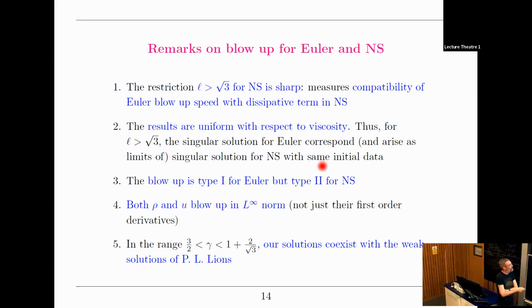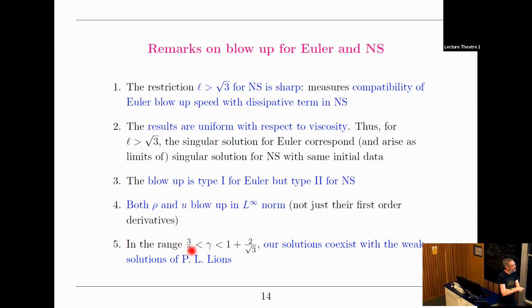So this remark should look familiar. Again, for Euler, of course, it has to be type 1 because by definition, we are relying on a self-similar profile. But for Navier-Stokes, it has to be type 2 because we are not respecting the scaling of Navier-Stokes. So this is type 2 exactly as for NLS. And as we have seen in the previous slide, rho and u blow up in L infinity norm. So this is an implosion. This is not shock formation.